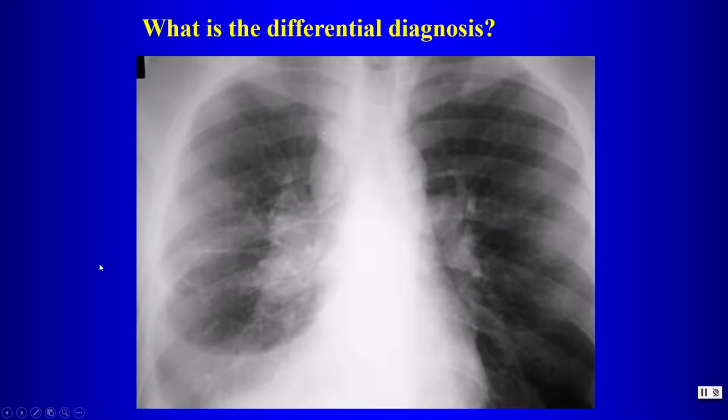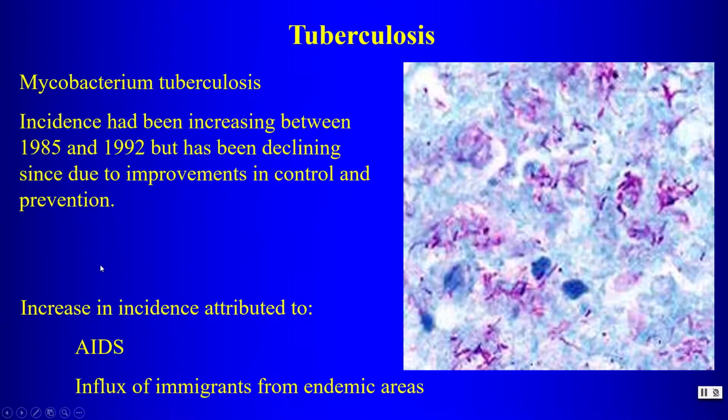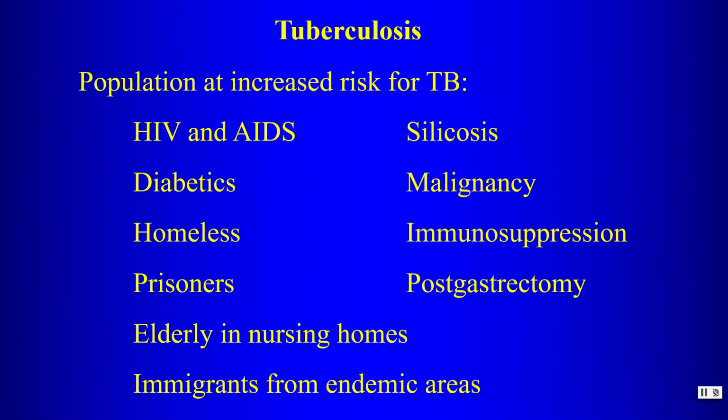Tuberculosis can present with lymphadenopathy. The incidence of tuberculosis has been increasing because of immunosuppression with AIDS and also because of immigrants from endemic areas.